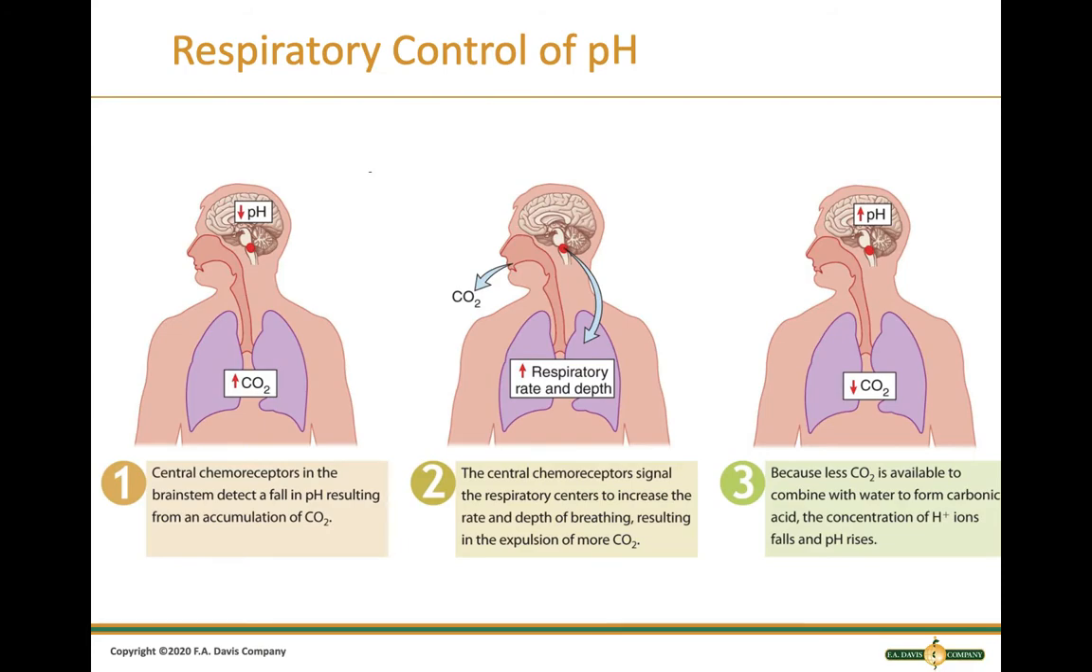So this is how the respiratory system would regulate the pH if CO2 begins to accumulate in the bloodstream. First, there are chemoreceptors in the brainstem that detect this fall in pH, which is what happens when the carbon dioxide levels get too high. Next, the central chemoreceptors signal the respiratory centers to increase the rate and depth of breathing, resulting in the expulsion of more carbon dioxide. So this lowers the carbon dioxide levels, and then the concentration of hydrogen ions falls and the pH rises back to normal.